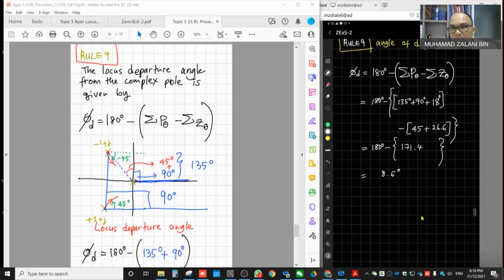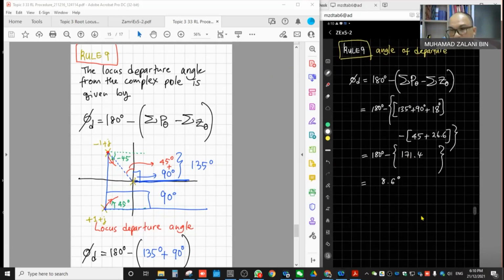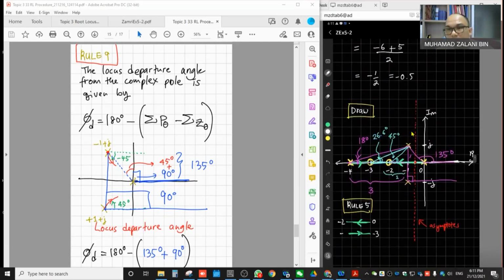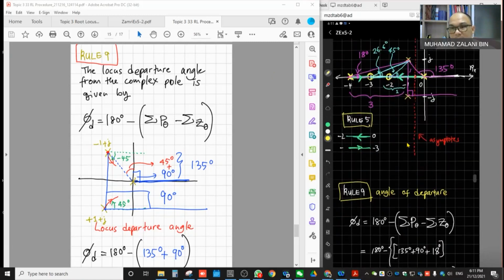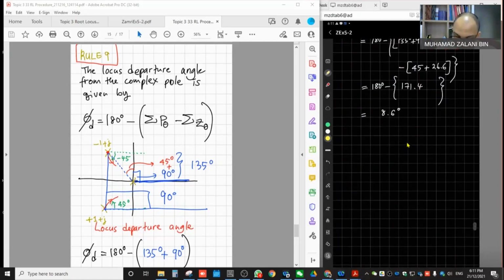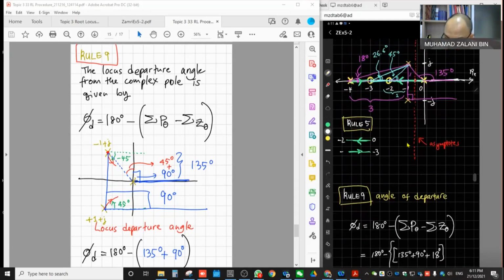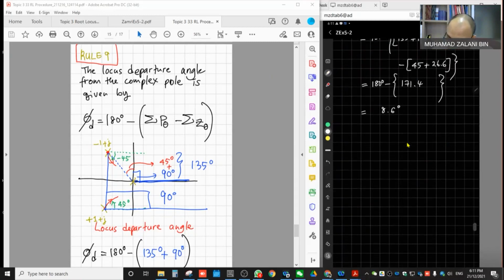Right. So we have got the angle of departure at positive 8.6 degree for this particular pole. So departure angle 8.6 degree. So it was a bit messy for that one. I'm going to redraw it. Okay, let me redraw it. Right.